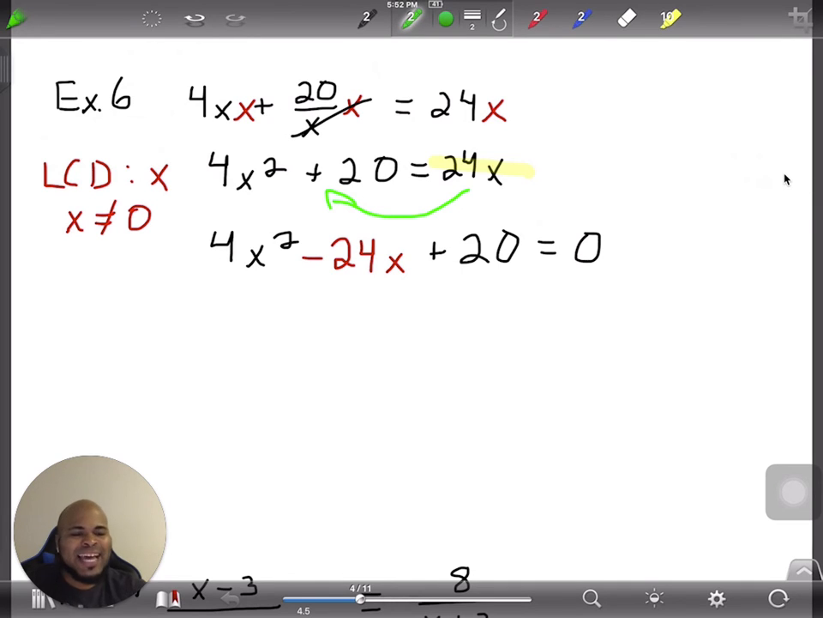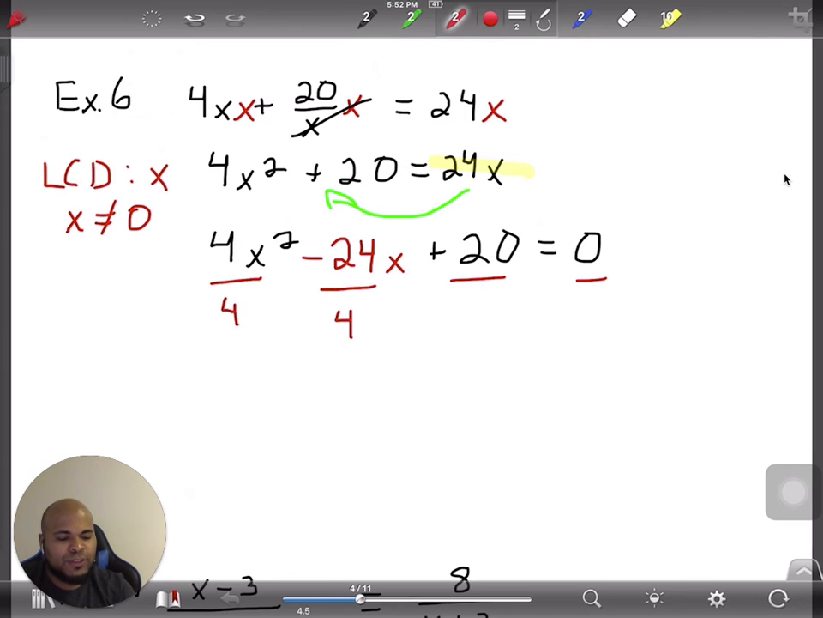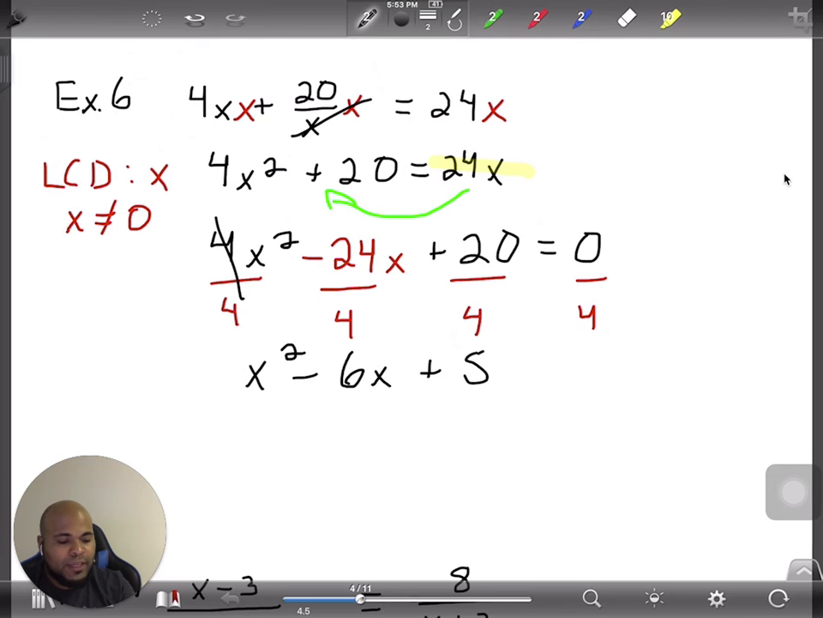Since that is an equation, I can divide every single term by 4 to simplify it. When I do that, the 4's cancel. I get x squared minus 24 over 4, which is just 6, so 6x, and 20 over 4 is just 5, so plus 5. 0 over 4 is 0. And this will be smaller numbers.